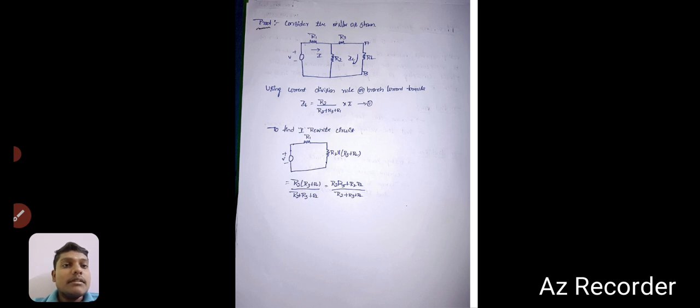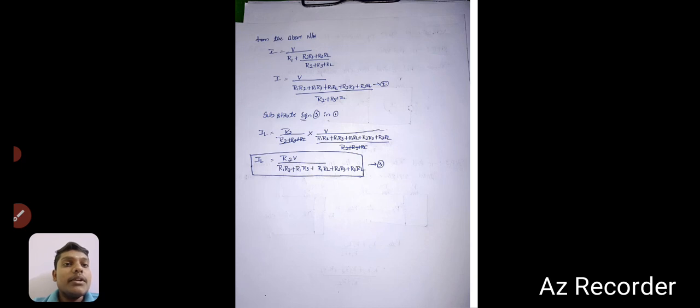Now see the circuit. Using the current division rule, or branch current rule, IL is equal to R2 divided by R2 plus R3 plus RL, into I. Now to find I, rewrite the circuit and take the equation R2 of R3 plus RL divided by R2 plus R3 plus RL. Now this is replaced by R2 into R3 plus R2 into RL divided by R2 plus R3 plus RL.